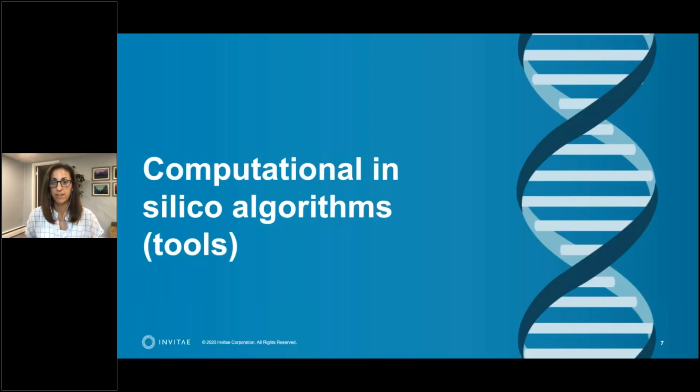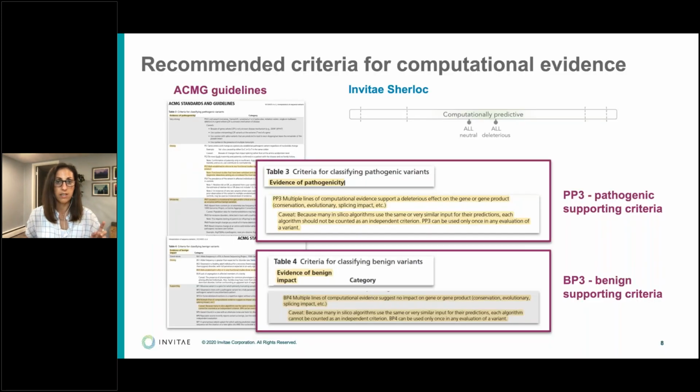First, I'm going to describe how we developed a gene-specific in silico tool. For those of you who speak ACMG criteria fluently, this fulfills the PP3 or BP3 criterion, which are based on in silico computational models that predict if a variant causes damage to the gene or the gene product. ACMG awards pathogenic supporting or benign supporting criteria. So this is the lowest weighted criterion. And in Sherlock, we have a comparable evidence called computational predictive evidence.